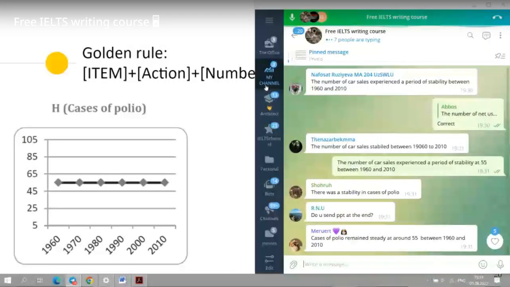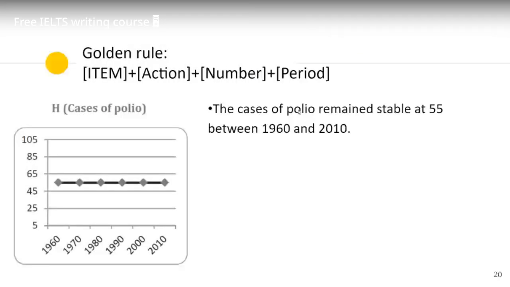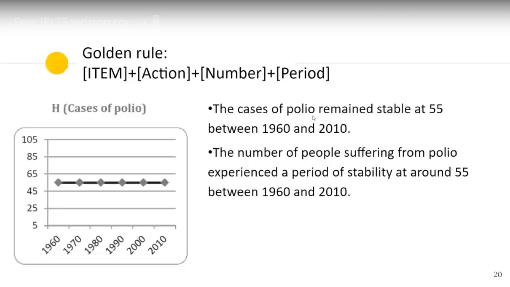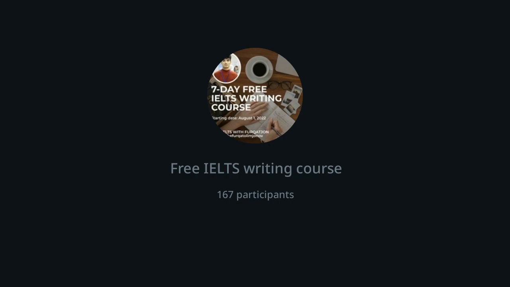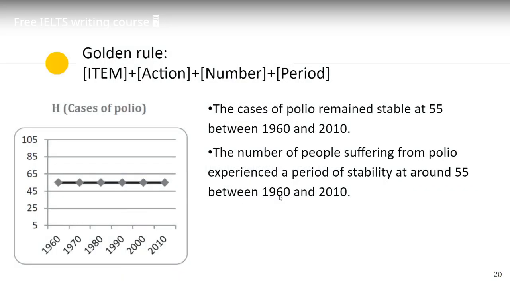The cases of polio remained stable at 55 between 1960 and 2010. This is the first way of doing it. The second way: since cases of polio is actually a disease, it gives you a chance to use really nice words like suffer. You can say the number of people suffering from polio experienced a period of stability at around 55 between 1960 and 2010. So that's how you can say it.